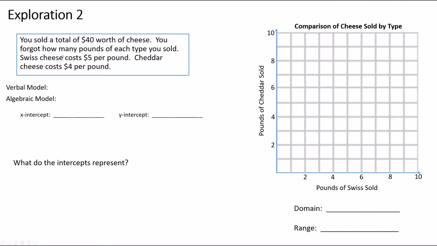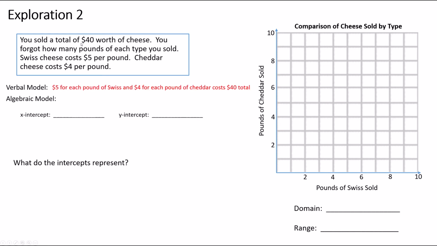The story says, you sold a total of $40 worth of cheese. You forgot how many pounds of each type you sold. Swiss cheese cost $5 per pound. Cheddar cheese cost $4 per pound. Can we create a verbal model that shows the relationship between the cost of the Swiss cheese, the cost of the cheddar cheese, and the total amount of money? Can you do that?